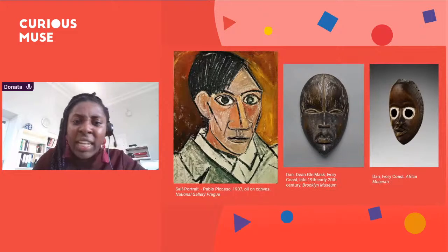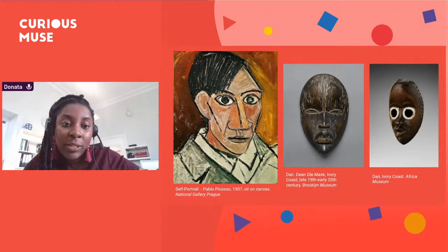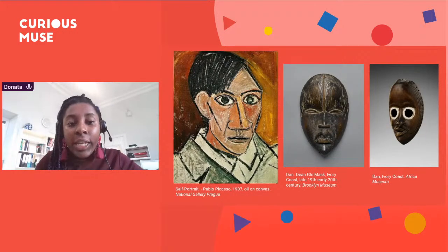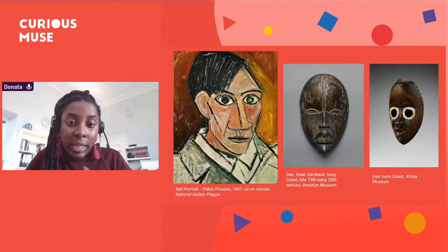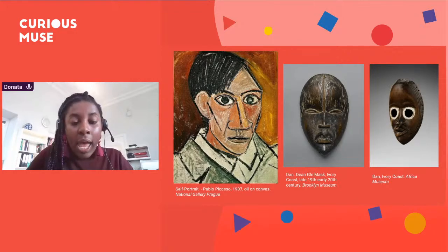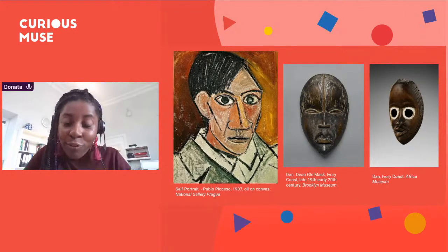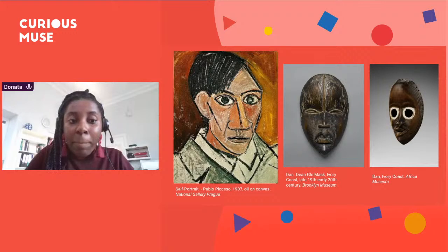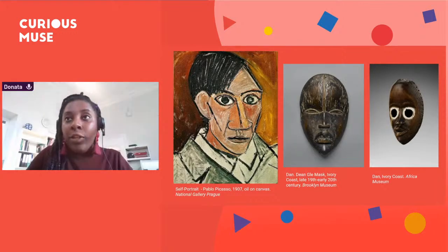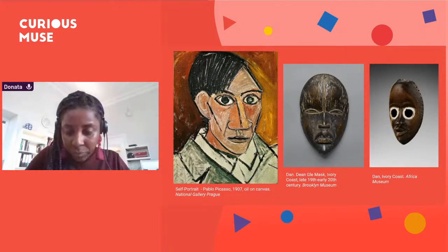And at this point in 1907, he was in need of inspiration and wanting to do something new. So he was in these artistic circles in France and friends with Henri Matisse. And Henri Matisse showed Picasso a mask made by the Dan tribe of the Ivory Coast.